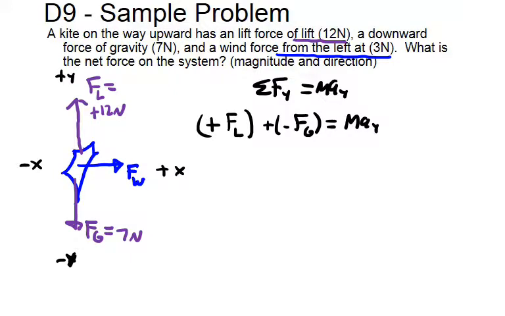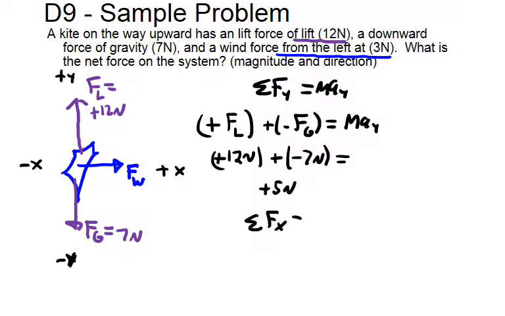And so in this case, the force of lift, positive 12 newtons, plus, and you can see how we have the negative in here already. We don't want two negatives, that's why I didn't put the negative down here. 7 newtons. And we're going to get the net force, which in this case would be positive 5 newtons in the y. And we can get the net force in the x equals ma in the x. And so there's only one force in the x, positive force of the wind equals ma in the x. So we have positive 3 newtons as our x force.